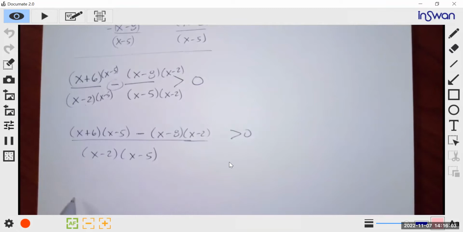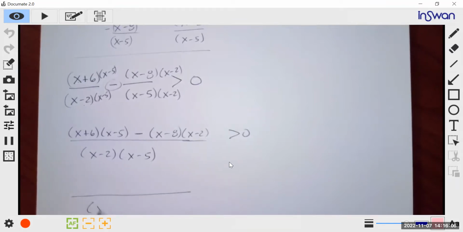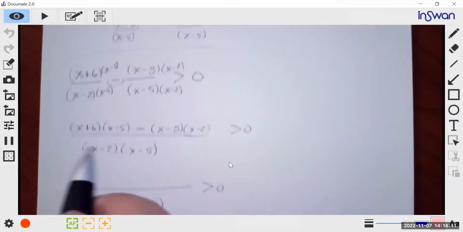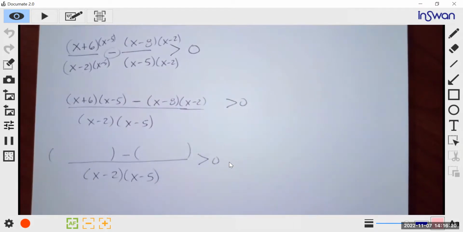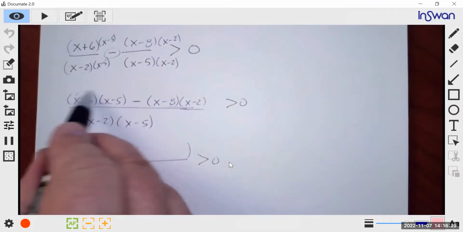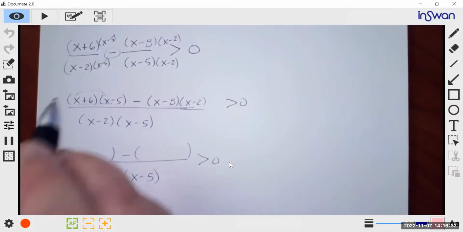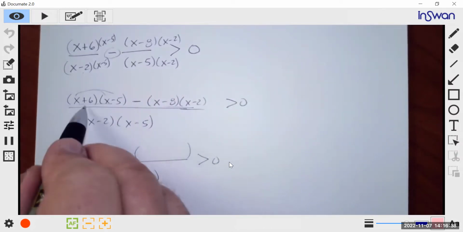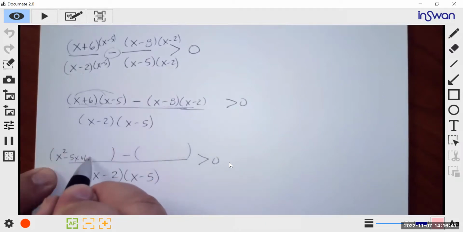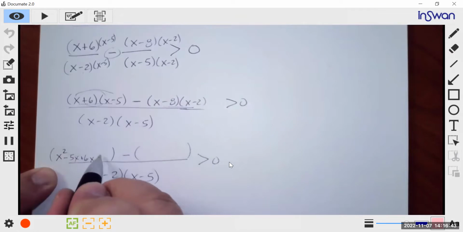So since I have a common denominator, I just have to fix the top. I have to multiply these two together and then combine them. So in this first parenthesis, x times x is x squared. X times -5 is -5x. Positive 6x. -30.